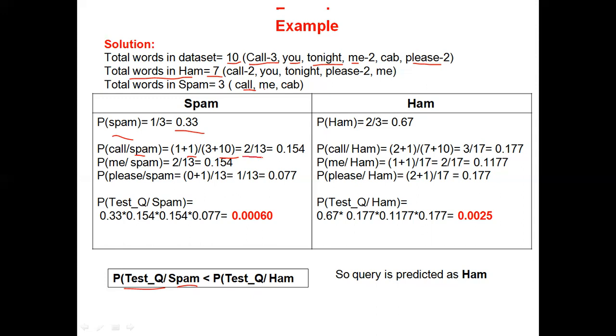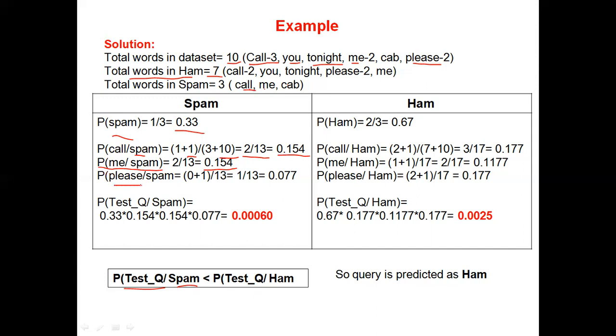So my complete term becomes 2 divided by 13, and we are getting a probability of 0.15 for call for the spam class label. Then similarly, we are calculating the probability of the word me for the spam class label. Again, only one occurrence of me is there in the spam document. So again, it will become 1 plus 1, 2 divided by 13. That's 0.154.